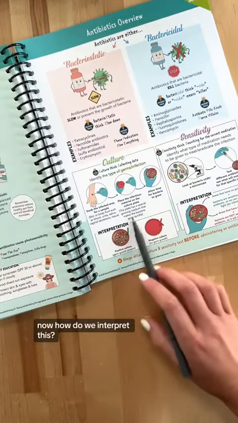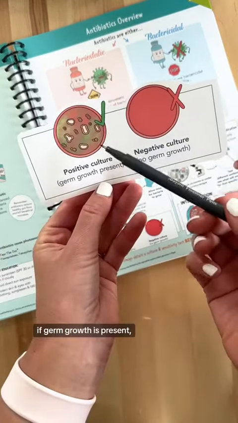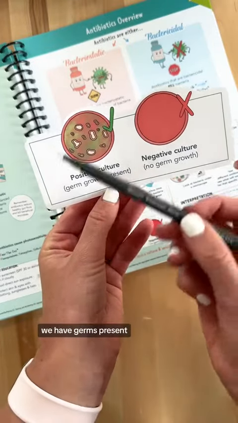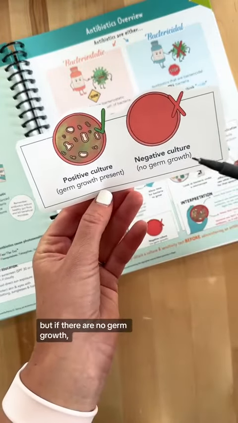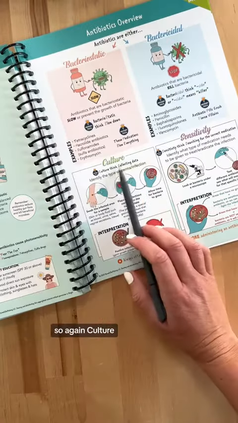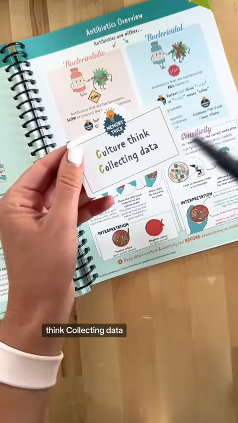Now, how do we interpret this? If germ growth is present, this is a positive culture. We have germs present. But if there is no germ growth, it will be a negative culture. So again, culture, think collecting data.